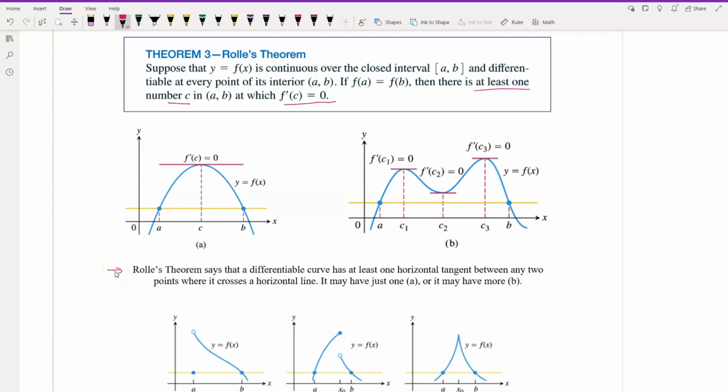Rolle's theorem says that a differentiable curve has at least one horizontal tangent between any 2 points where it crosses a horizontal line. It may have just one, what we have here in part A, or it may have more, what we have here in part B. So here on the left side for part A, we have these 2 points, A, B, and here we connected A and B using this horizontal line.